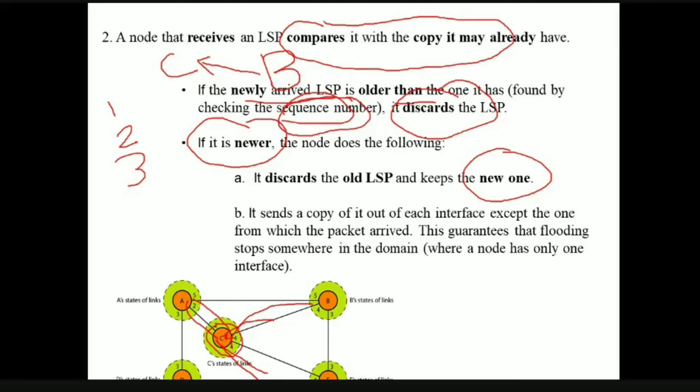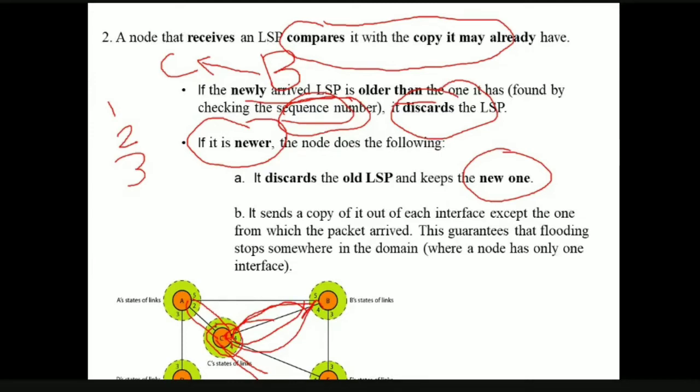So here, whenever C receives the packet from D, C again will not send the same information to B. Whenever a node gets information, it disseminates this information to all the interfaces except the interface through which it received that particular packet. This is done to stop flooding at some point of time.